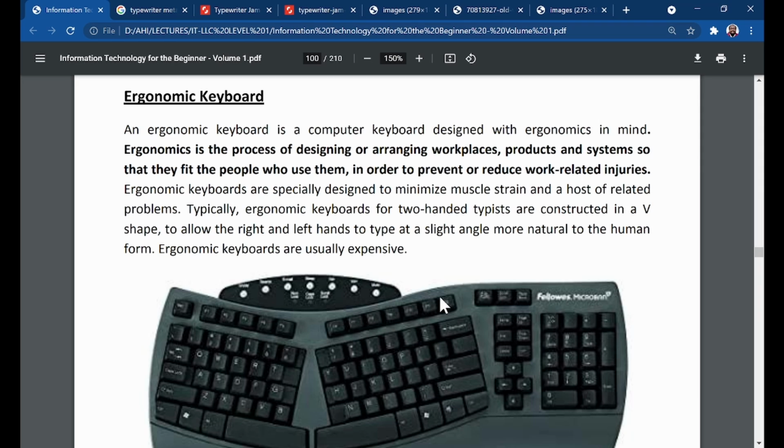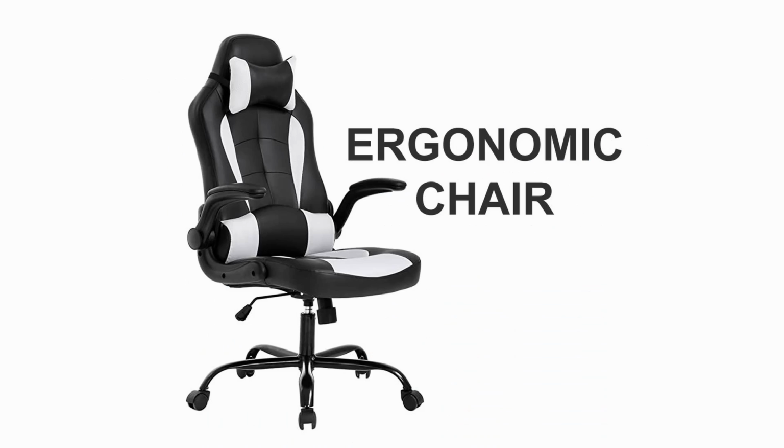What is ergonomics? Ergonomics is a process of designing or arranging workplaces, products and systems so that they fit the people who use them in order to prevent or reduce work-related injuries. For example, these chairs we have here are ergonomic chairs. They are designed in a way that will fit the user, in a way that will prevent injuries from sitting.